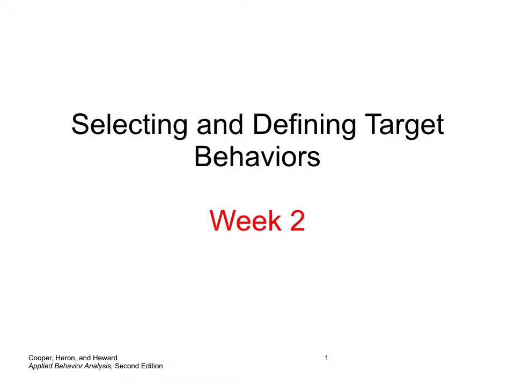Okay, this week we learn about how to select socially important behaviors as target behavior and define the target behaviors in measurable and observable terms. Next week, in week 3, we will go more in depth and we'll practice how to develop measurable objectives using 5 required elements.